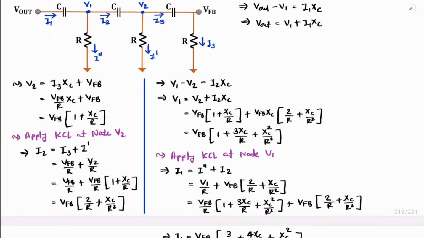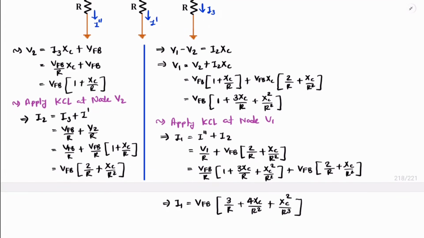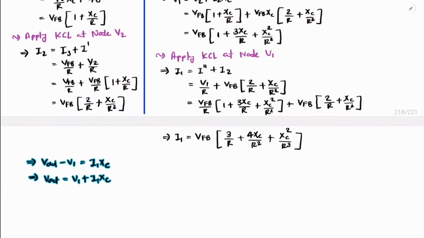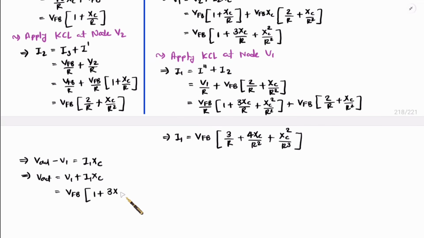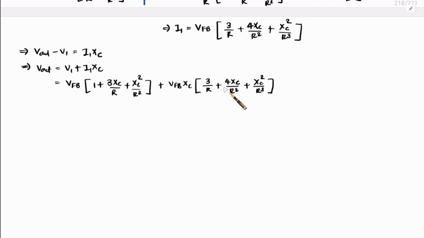We have calculated the value of V1 and I1, right? You see V1 is this and I1 is this. So let me take this calculation below. So V1 is this, let me substitute it, and I1 into XC where I1 is this. Now we need to simplify this equation of V out in terms of VFB, right?